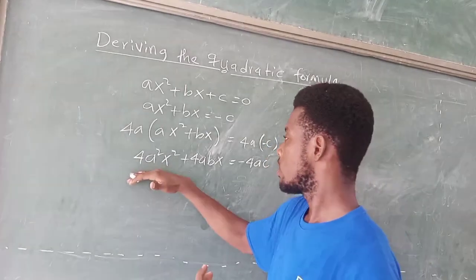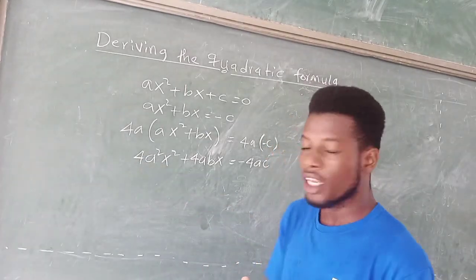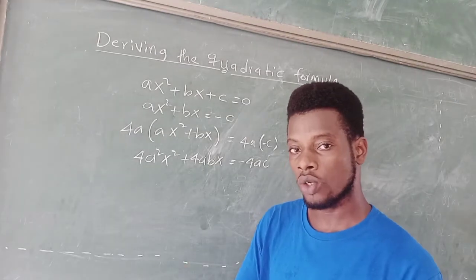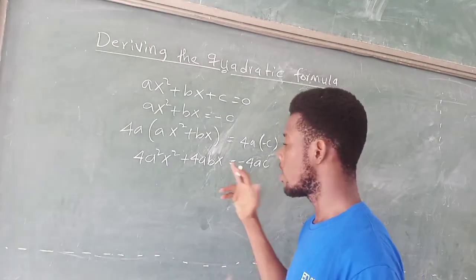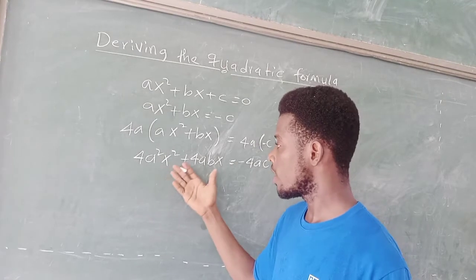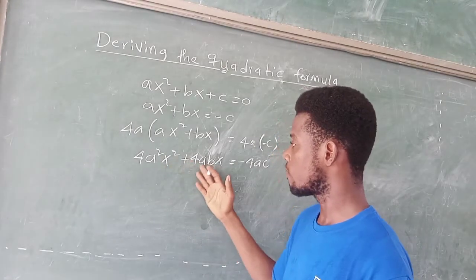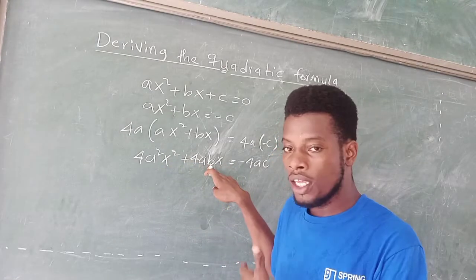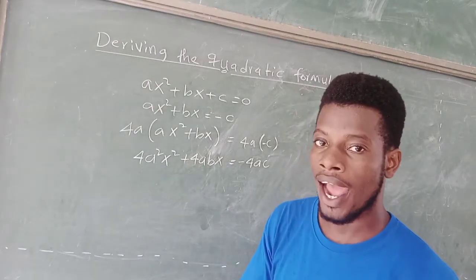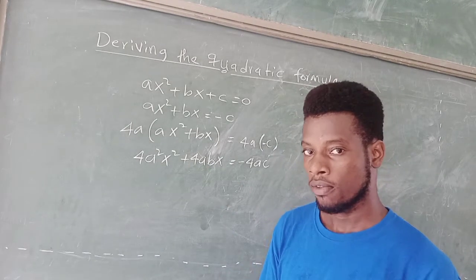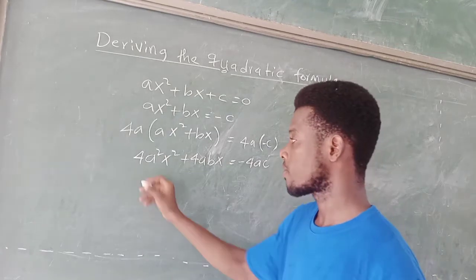Now what happened? This side seems like a perfect square trinomial, but we are not seeing the last term. So it's 4a squared x squared plus 4abx. We have 2ab as a middle term here. So we are going to add b squared to both sides of the equation. This is what we have.